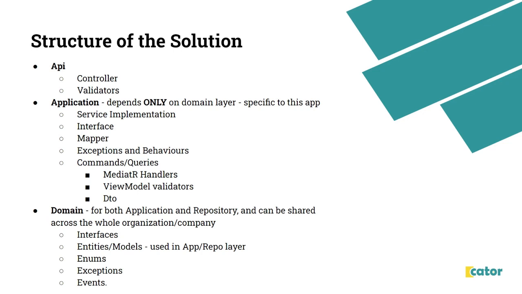The first one being the API, wherein we will put the controllers and any validators validating any request that comes into our API. And we're going to have the application layer, which only depends on the domain layer and has logic that is specific to that app only. Files being service implementation, interfaces, mapper, exception, commands, query. Some of this we might not really use in this example, but it's worth mentioning.